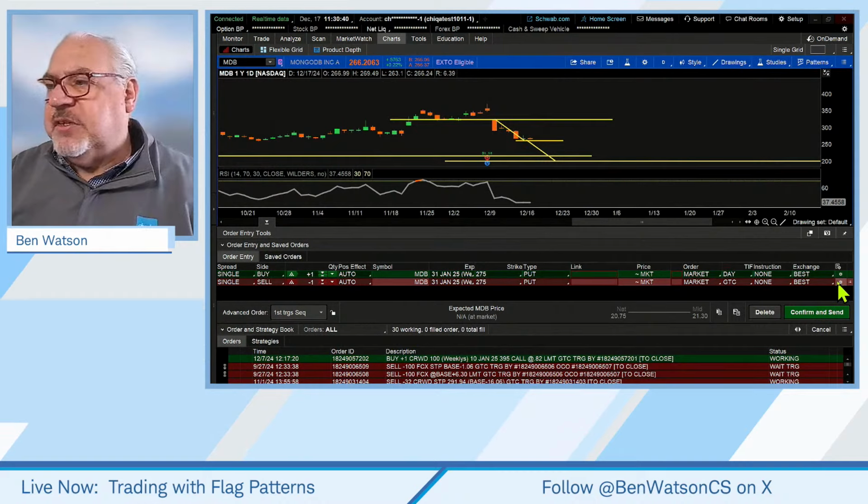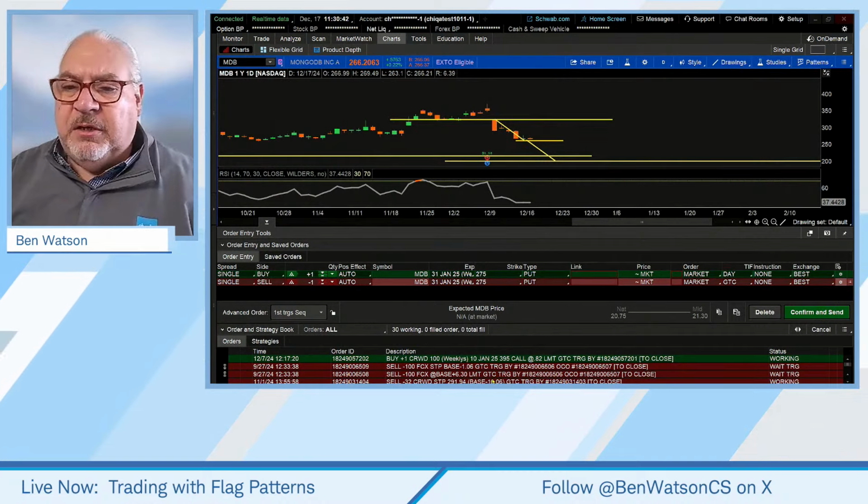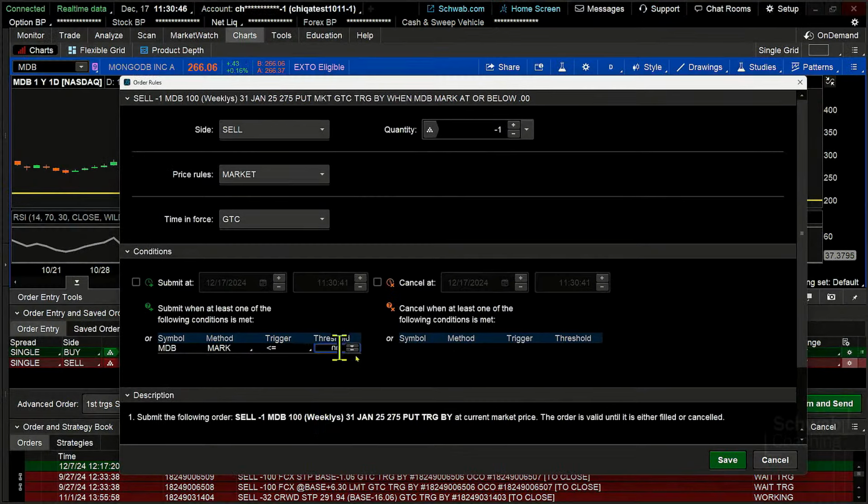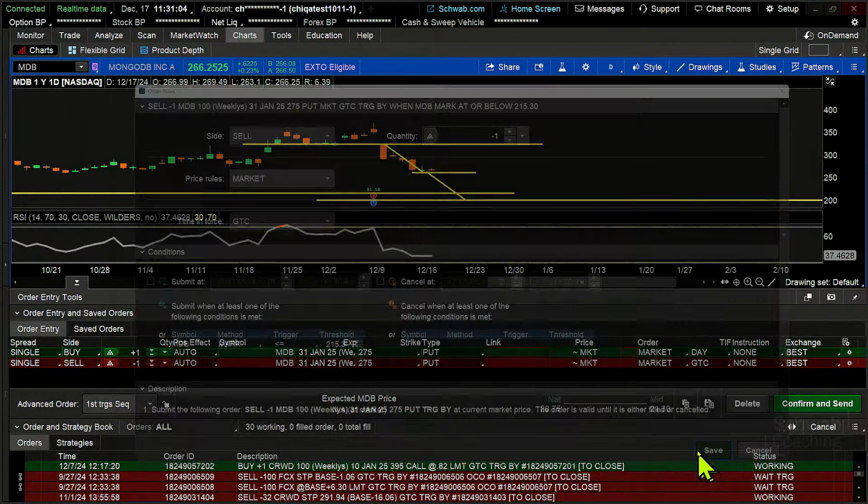And then we'll click on enter, and whoops, I didn't do it. For some reason, it didn't fill that 215, it just did a 0. So we don't want that. We want to make sure that when we overtype it, 215.30, there we go. Now it entered. So if MDB marks at or below 215.30, then exit this option trade. And now we can click on save.